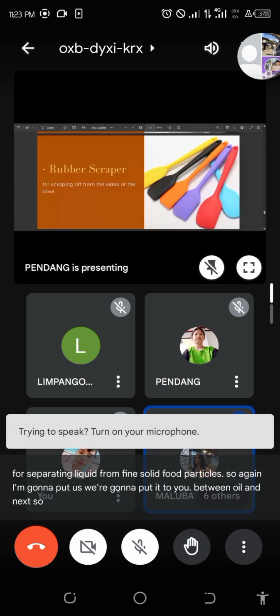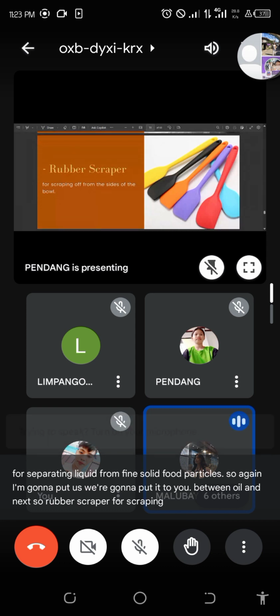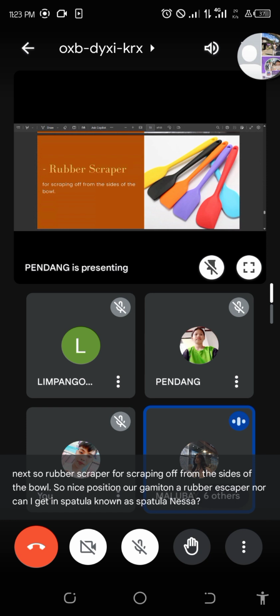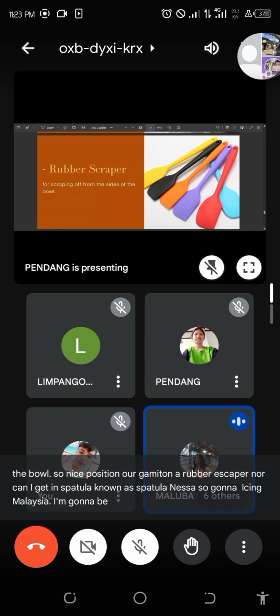So, rubber scraper for scraping off from the sides of the bowl. It is also nice to use. It is a rubber scraper or a spatula, used for icing, because it is soft and flexible. So, next.